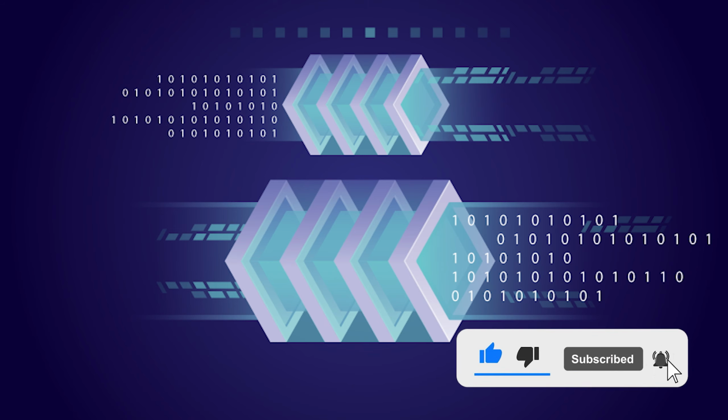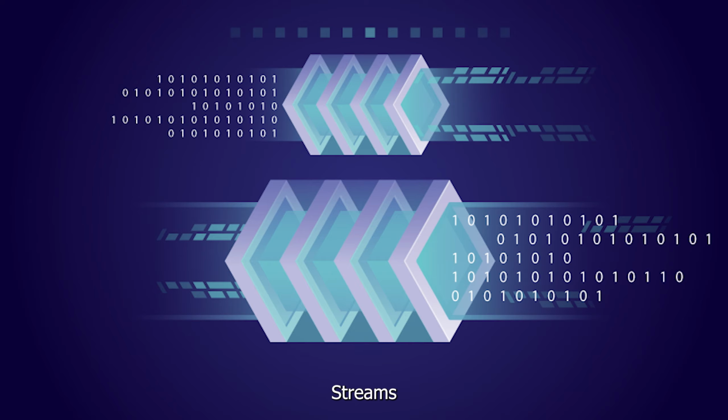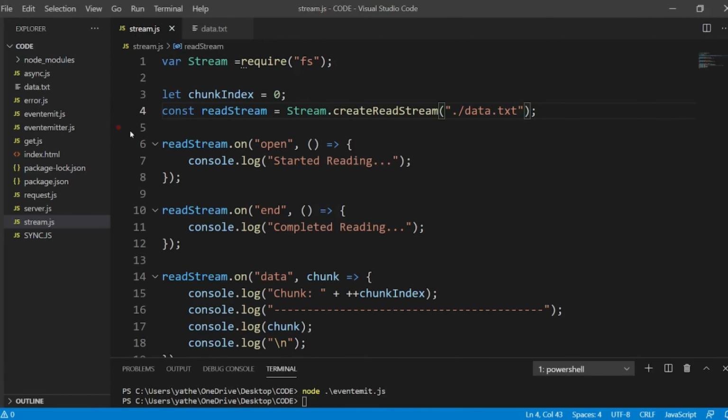The first example we can think of is streams. Streams extend event emitters. Streams are built on top of the event emitters that raise predefined events like open, end, and data, etc. The following code snippet is an example of stream explaining the resemblance with event emitters.